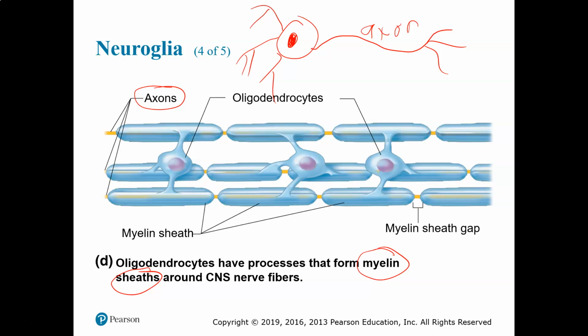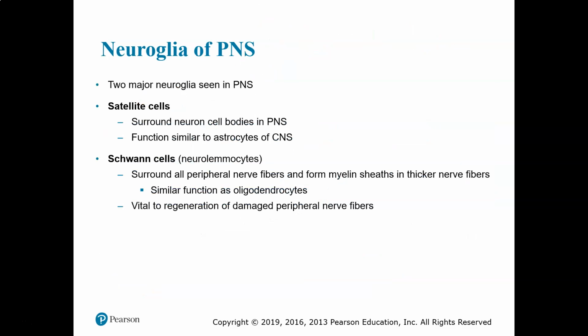They wrap around like a blanket or insulation, and what they're doing is creating a mechanism so that the nerve impulse, the electrical impulse, will travel faster. Myelinated axons conduct impulses faster than unmyelinated. So again, these are oligodendrocytes.